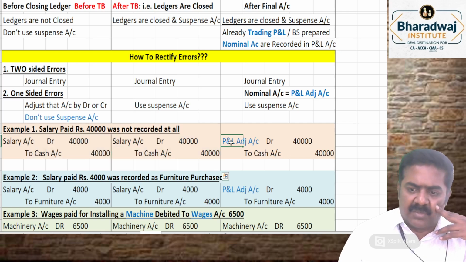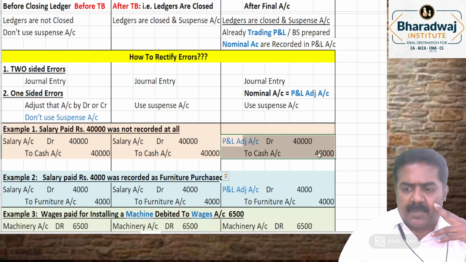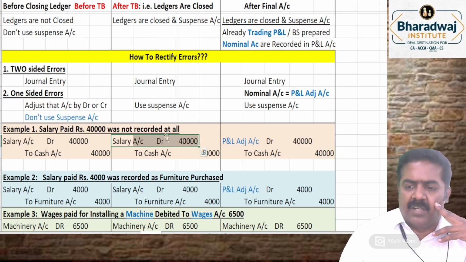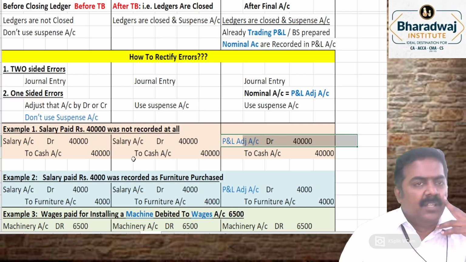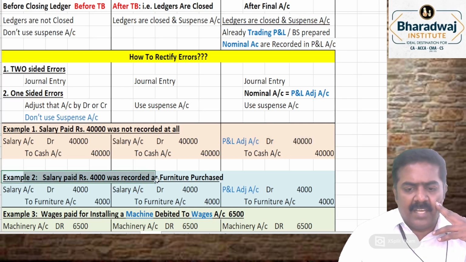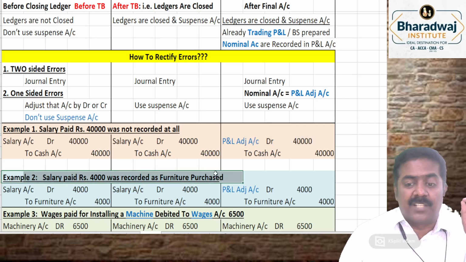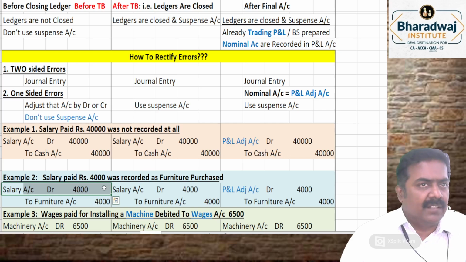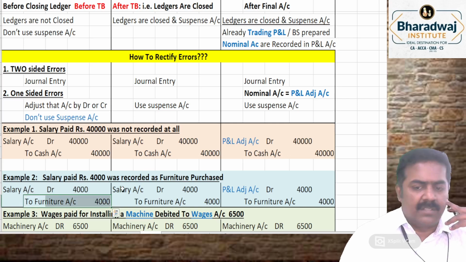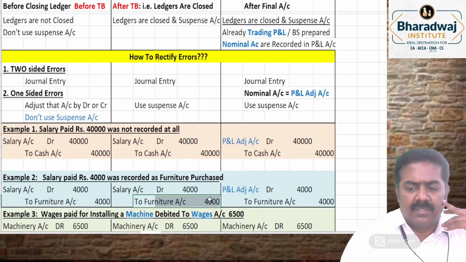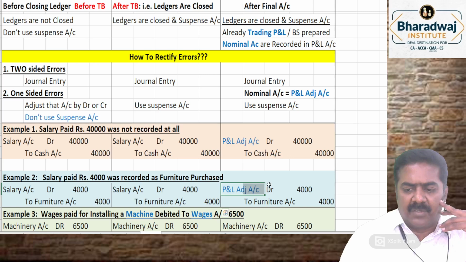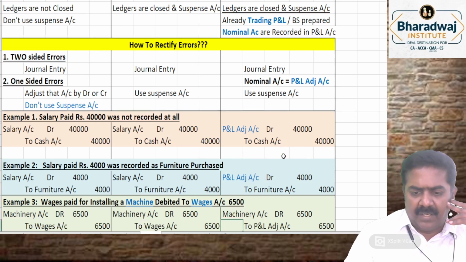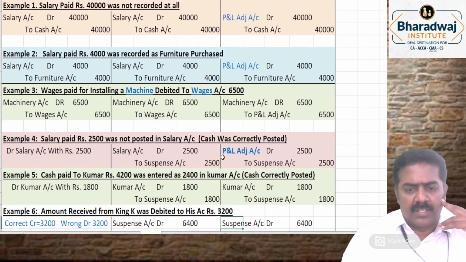If it is after final accounts, we use the P&L adjustment account in place of the nominal account. Salary paid 4,000 was recorded as furniture purchased. We should debit salary, which was wrongly recorded, and credit furniture. Salary account debit to furniture account. If it is after final accounts, in place of salary, we'll use the P&L adjustment account.